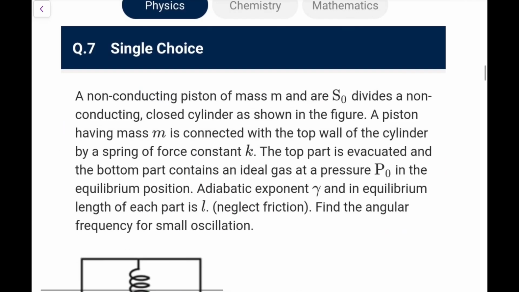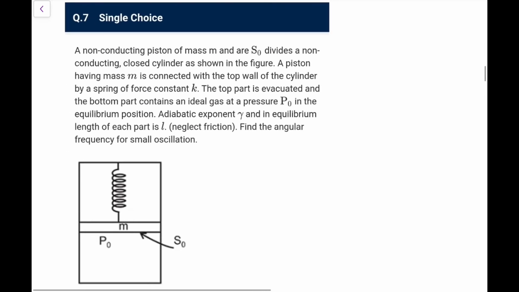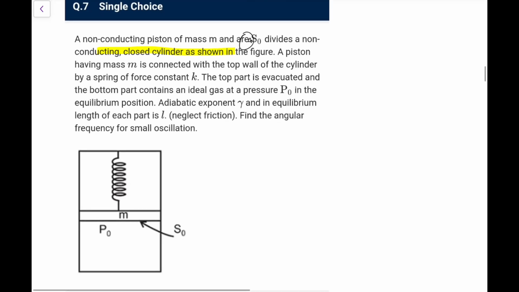Next one. A non-conducting piston of mass m and area S naught divides a non-conducting closed cylinder as shown in the figure. A piston having mass m is connected with the top wall of the cylinder by a spring of force constant K. The top part is evacuated and the bottom part contains an ideal gas at P0 in equilibrium. Adiabatic exponent gamma, and the equilibrium length of each part is L. Find the angular frequency of small oscillation.